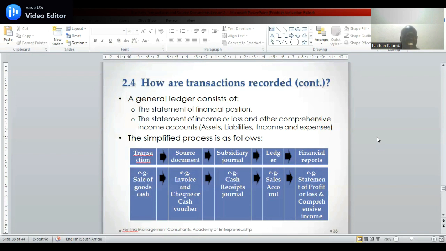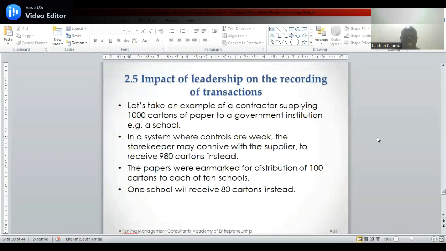Then the subsidiary journal would be the cash receipt journal, because you have sold. The ledger will be the sales account. And then from the ledger, the information goes into the financial reports, and in this case, the statement of profit or loss and comprehensive income.